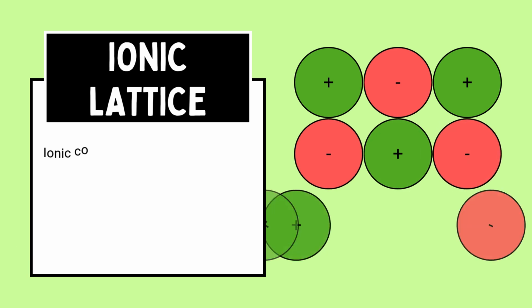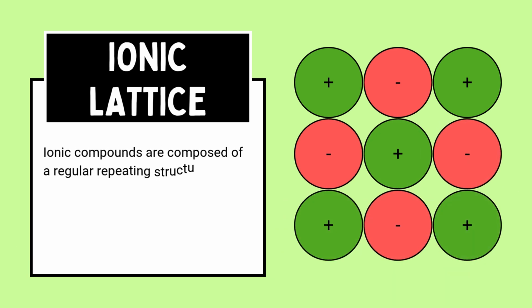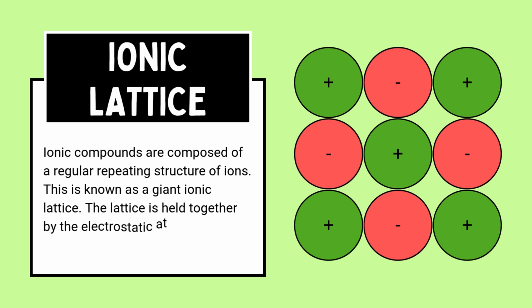Ionic lattice. Ionic compounds are composed of a regular repeating structure of ions. This is known as a giant ionic lattice. The lattice is held together by the electrostatic attraction of oppositely charged ions.